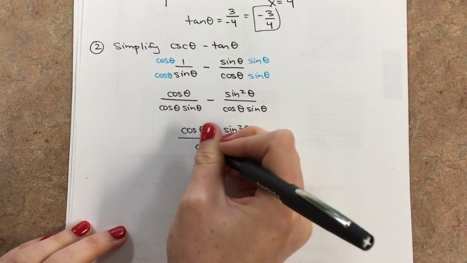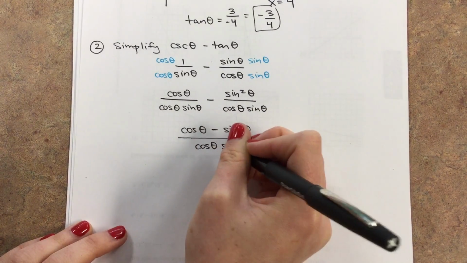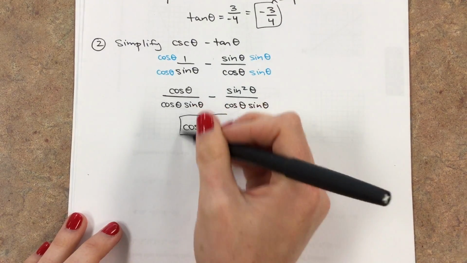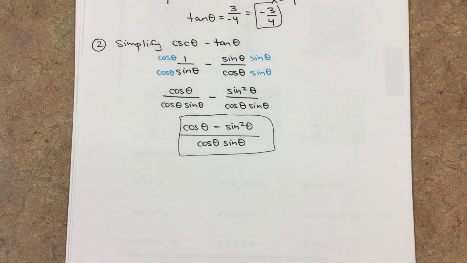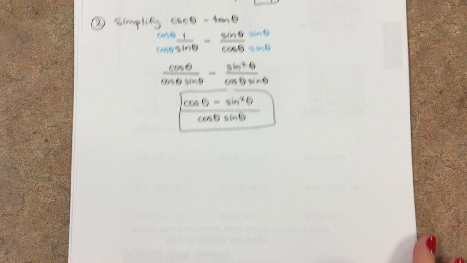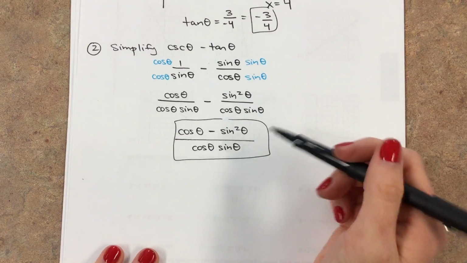And then over a common denominator of cosine times sine. So a lot of these will end up getting simpler when you simplify them up. This one is just as far as you can take it if we're writing it in terms of sine or cosine. There's really no other properties that would simplify down or do anything with this. So that's an example of simplifying.